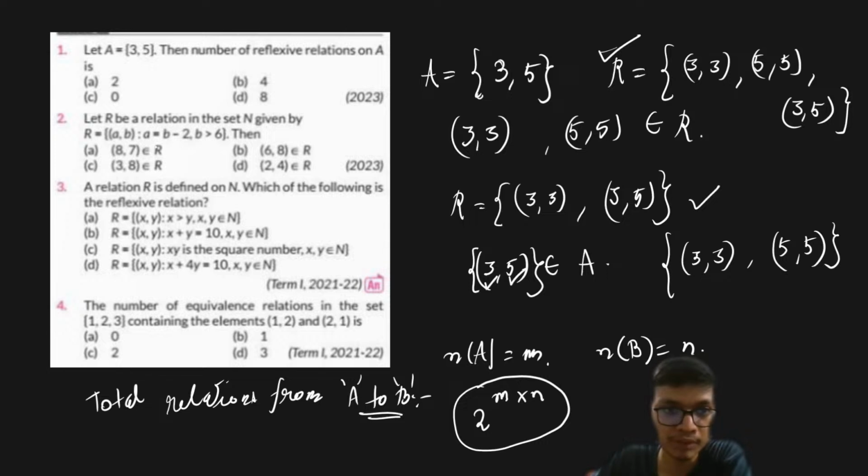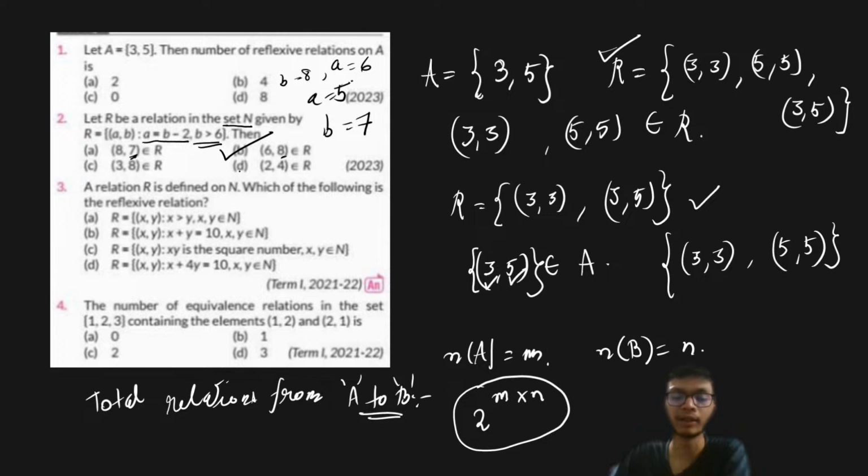Similarly, in the next problem, there is a relation on the natural numbers given as A is equal to B minus 2, such that B is greater than 6, right? If B is greater than 6, let us put B as 7. Then I have A equal to 5. Similarly, if I put B equal to 8, I will have A equal to 6. So option B satisfies the given relation. Therefore, our answer to this problem is option B.